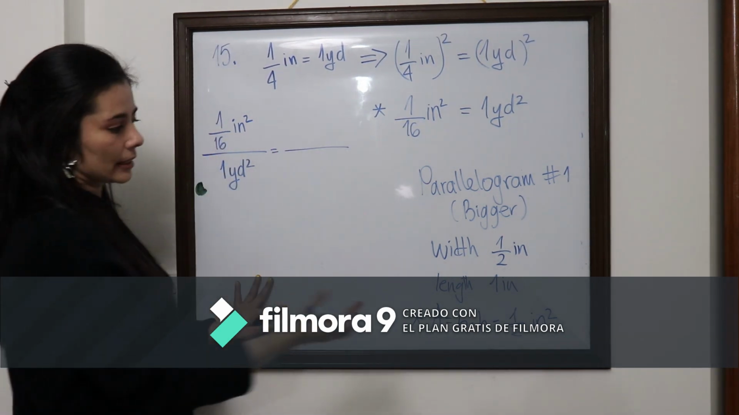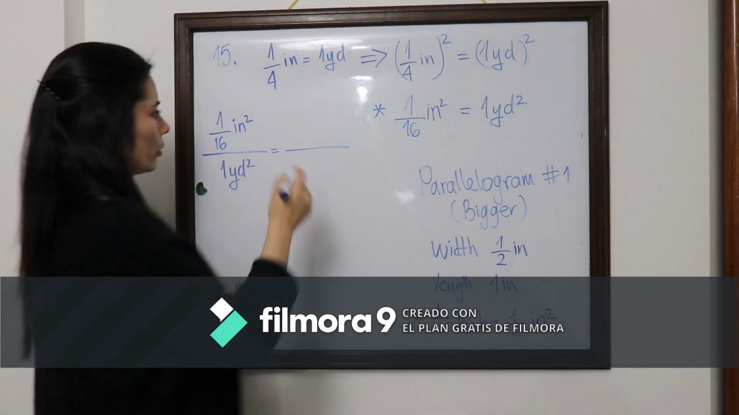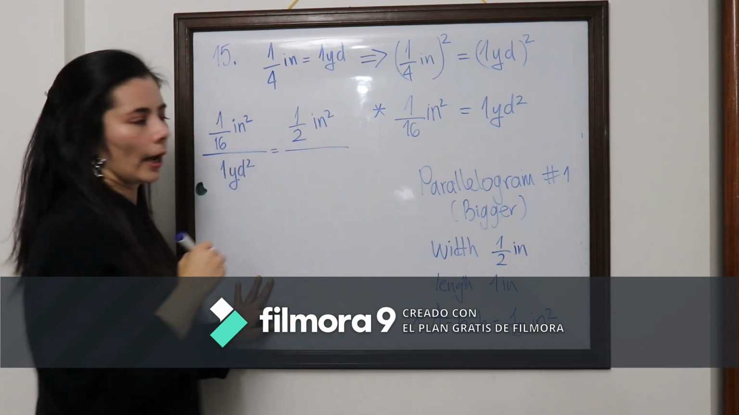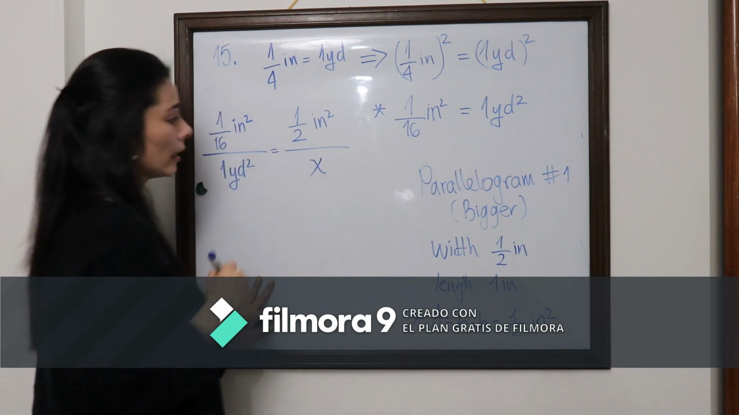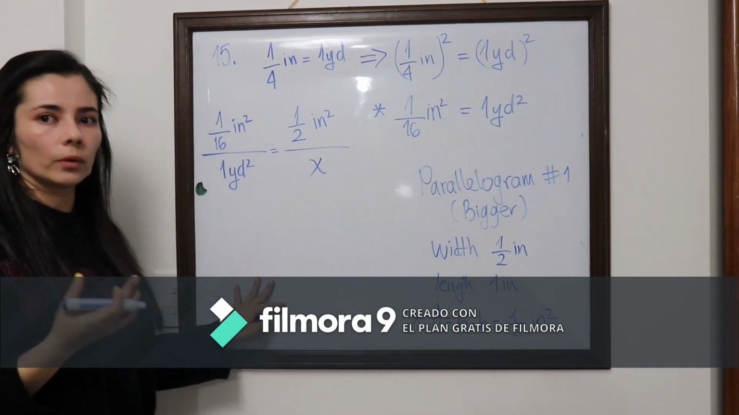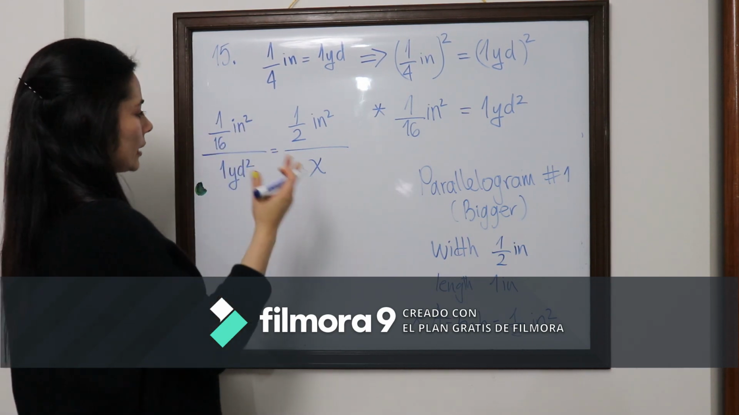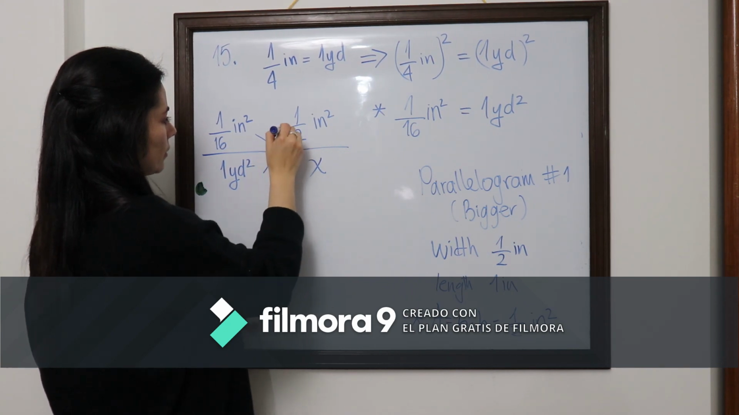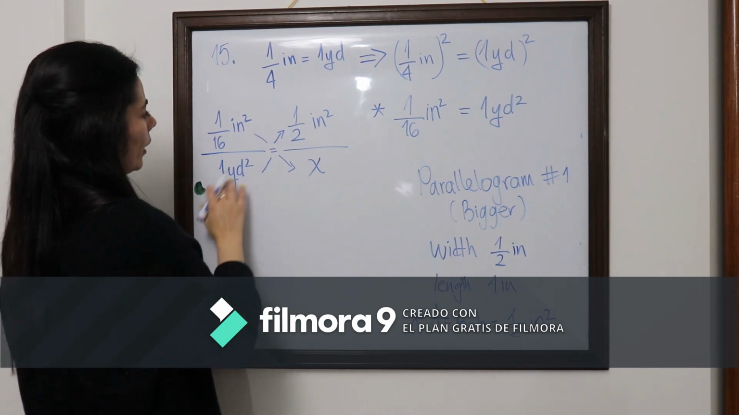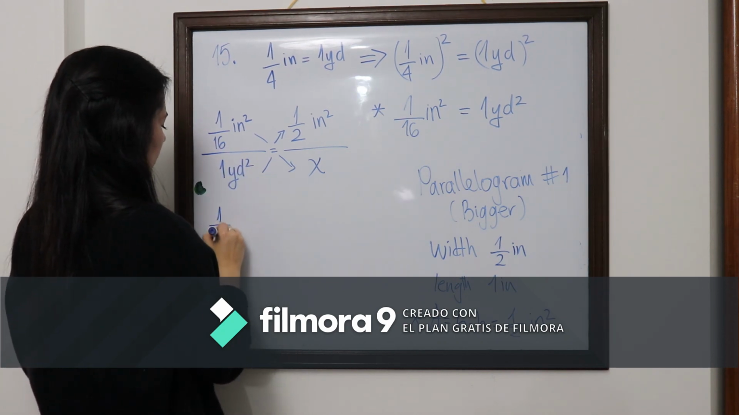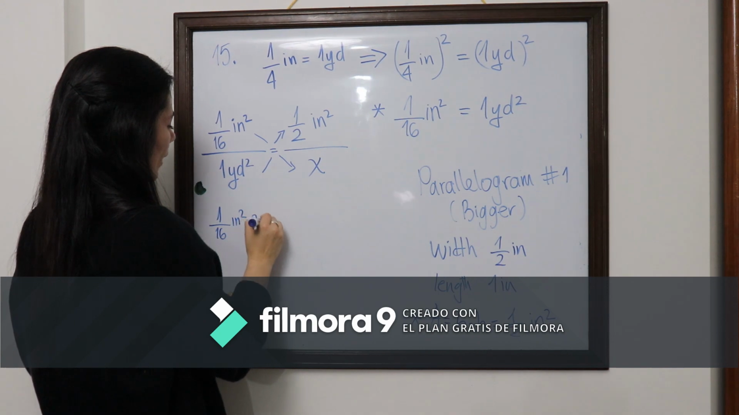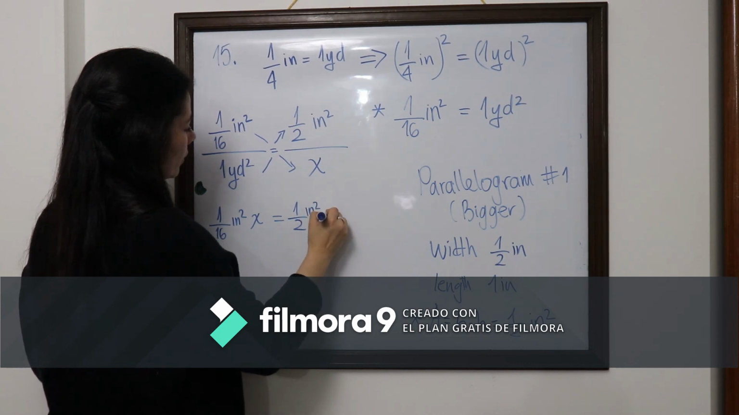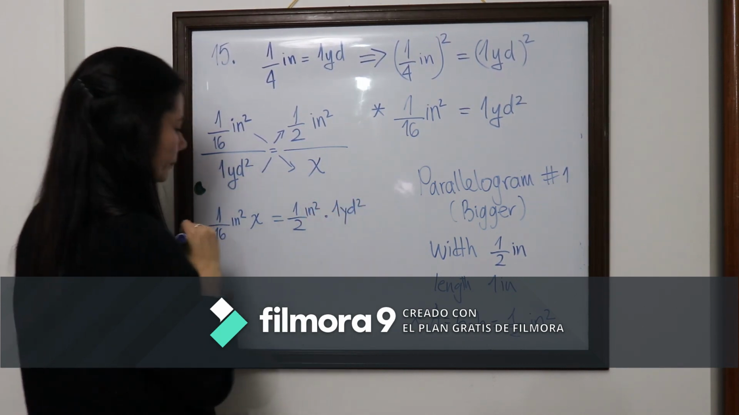So what I have is actually the area of the diagram in the book. So I'm going to put it up here: 1/2 square inch, okay? And of course, what I need to find is the measure of that patio in real life. And again, we're going to do the same thing we used to do with the circle graphs. That means we're going to do a cross product like this, okay? And so if you think about it, we're going to have 1/16 square inch of x equal to 1/2 square inch times 1 square yard, okay?